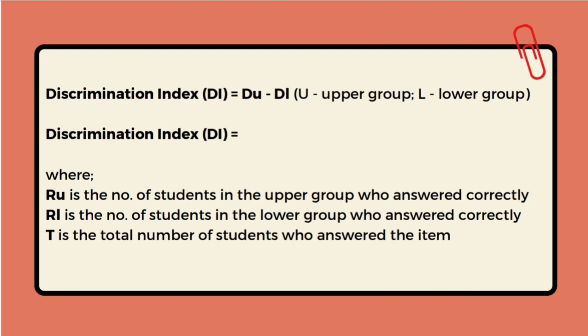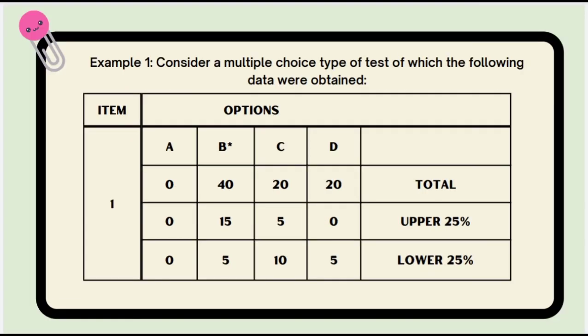Now, here is the formula on how to calculate the discrimination index. So discrimination index, or DI, is equal to DU minus DL, wherein U is the students from the upper group and L is students from the lower group. So discrimination index, or DI, is equal to (RU minus RL) divided by T, where RU is the number of students in the upper group who answered correctly, RL is the number of students in the lower group who answered correctly, and T is the total number of students who answered the item. At this point, let's try to calculate the discrimination index of this example.